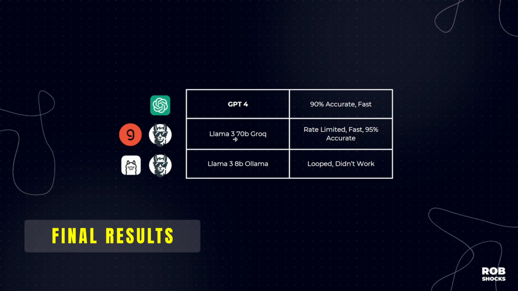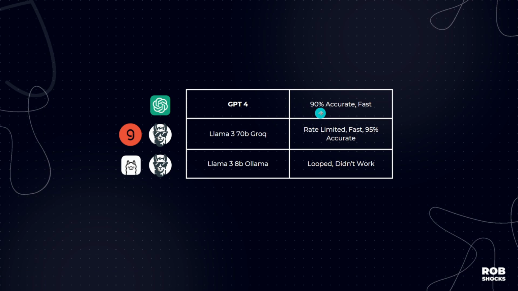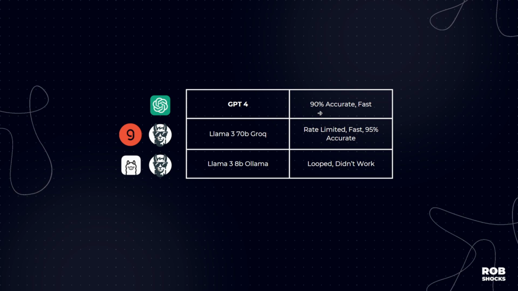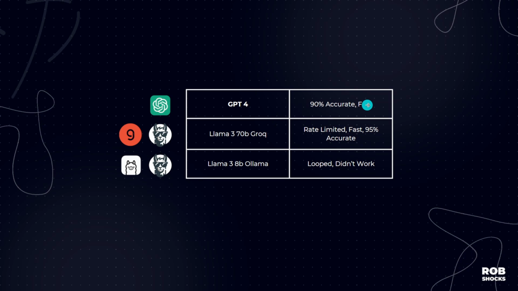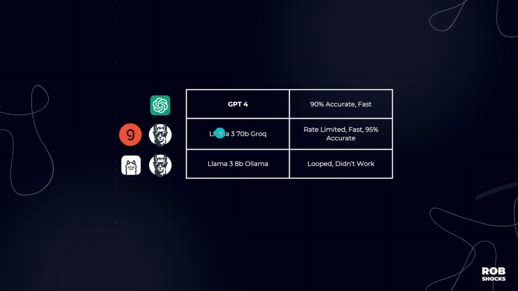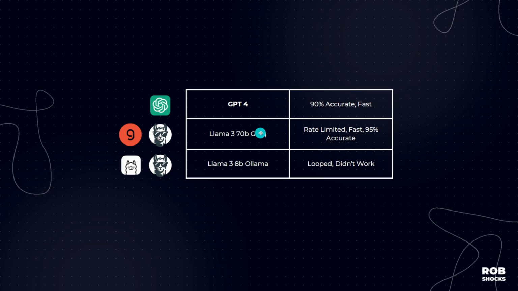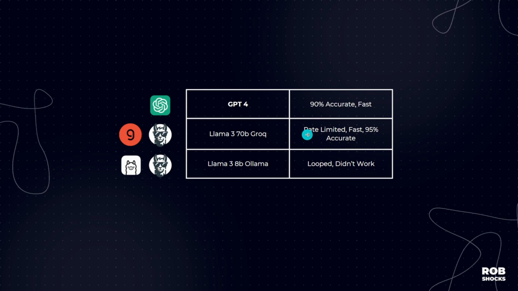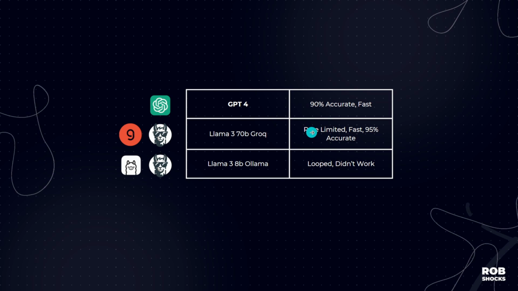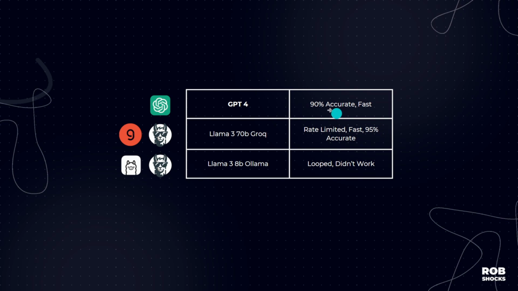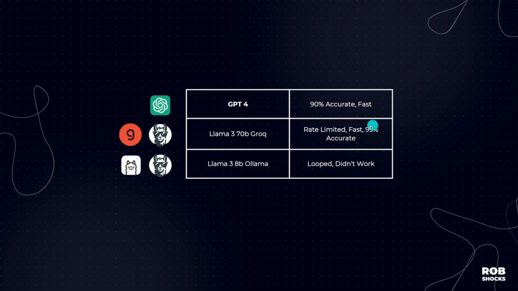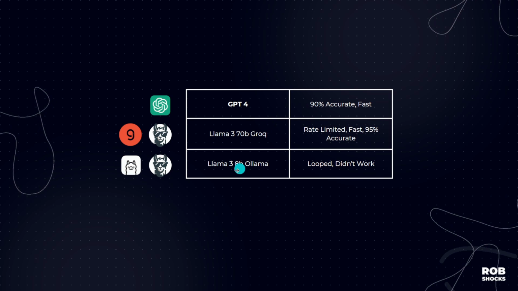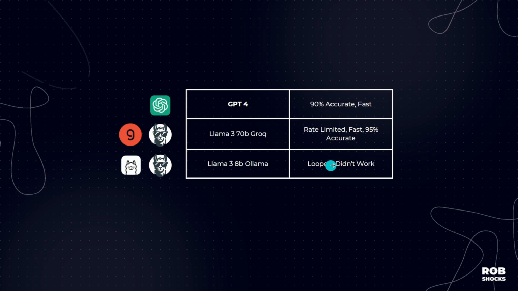So here's a quick summary of the results. GPT-4 was 90% accurate. It missed out on some fields. If the company was bigger, it managed to get more information, obviously because there was more to pull from the internet. The Llama 3 70 billion model via Groq was super fast, but we had to rate limit it because the subscription plans aren't in place yet for Groq. It was a little bit more accurate than GPT-4 in the searches, which was really interesting. And using Ollama with the Llama 3 8 billion model, it didn't work out for us in this case.